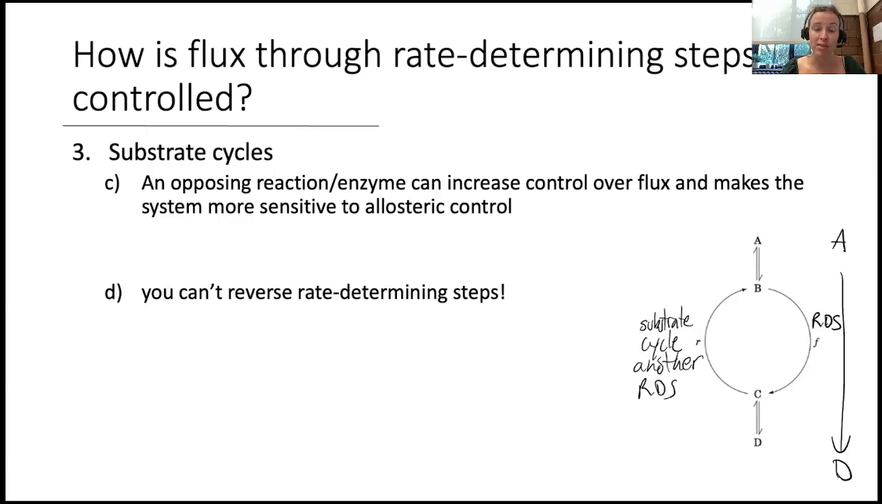This is going to help us increase our control over flux from A to D because we have a new enzyme, and this new enzyme can also be allosterically controlled, inhibited, etc.